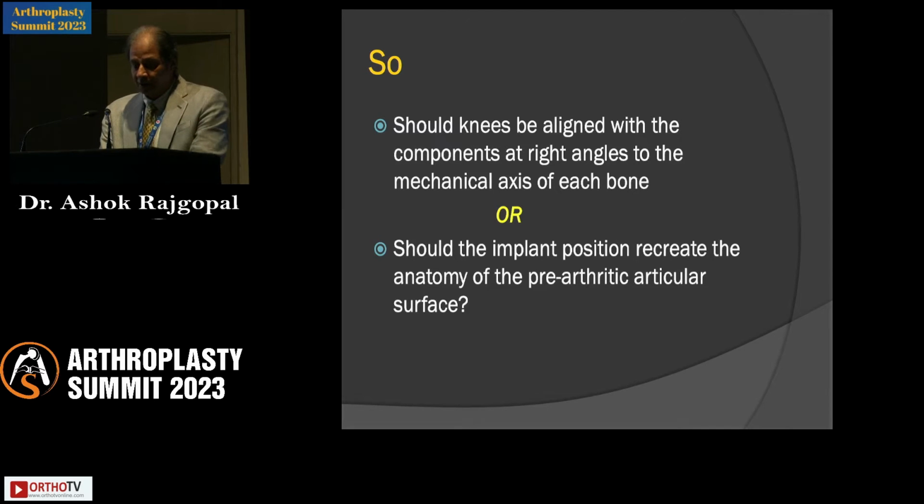So the real question that we'll be debating for the rest of the day today is, should knees be aligned with components at right angles to each other, which is our mechanical philosophy, or should the implant position recreate the anatomy of the pre-arthritic articular surface? The question you need to address is, how does one understand what the pre-arthritic articular surface or alignment was?